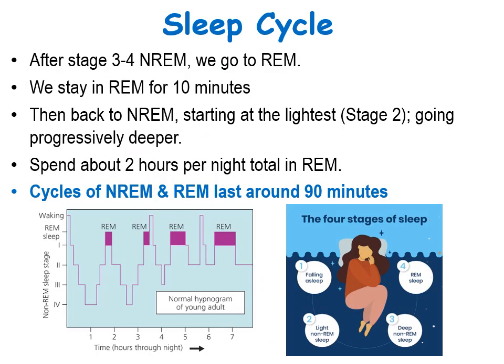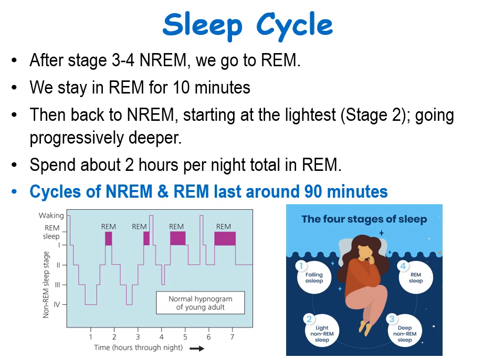So here's what the sleep cycle looks like. After stage 3 to 4 of non-REM, we go into REM. We stay in REM for about 10 minutes. We bounce back out. We start at the lightest, only about stage 2. We rarely go back to stage 1. We go progressively deeper. We spend about 2 hours per night total in REM, 10 minutes at a time. You can see the cycle here. So it goes 1, 2, 3, 4, 3, 2, REM. 2, 3, 4, 3, 2, REM. So that's typically how it goes.